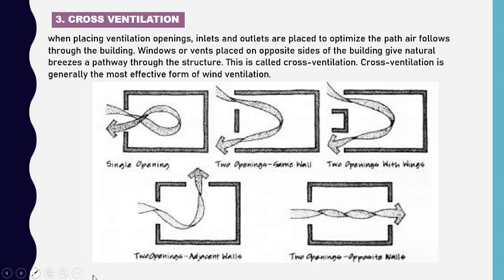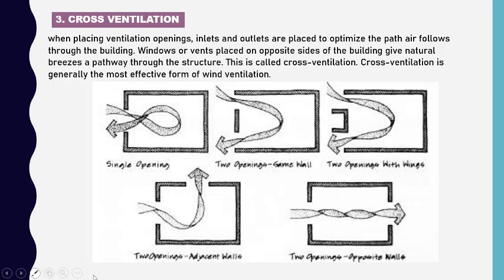Next, cross ventilation. When placing ventilators for ventilation opening, inlets and outlets are placed to optimize the path air flows through the building. Windows or vents placed on opposite sides of the building give natural breezes a pathway through the structure. This is called cross ventilation. Cross ventilation is generally the most effective form of wind ventilation.